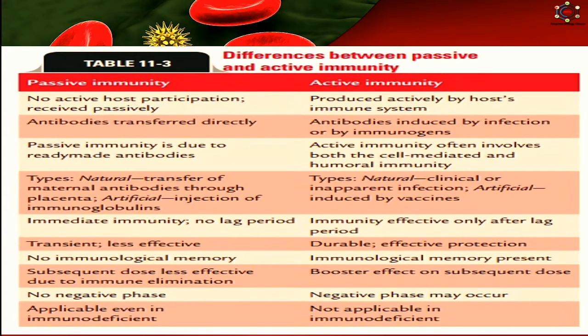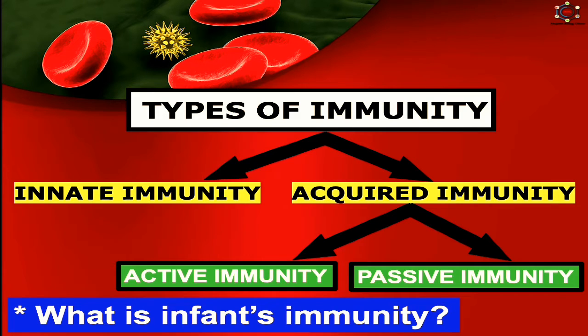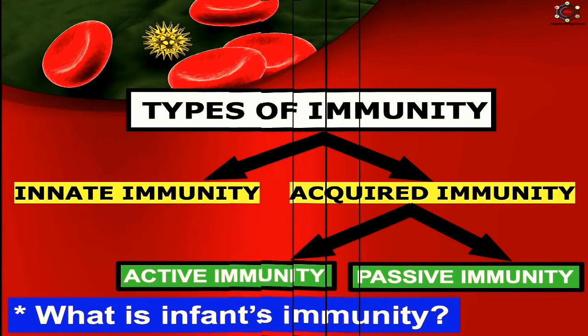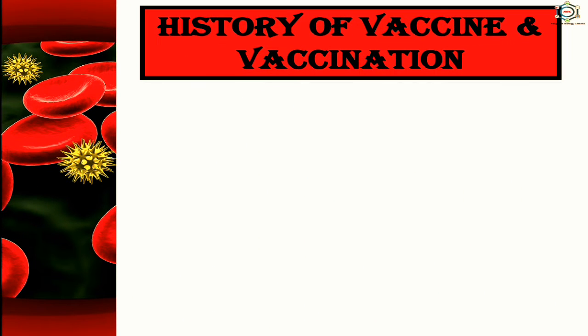Passive immunity is applicable even in the immunodeficient, while active immunity is not applicable in the immunodeficient. So these are the main differences between passive and active immunity. After this, what is the history of vaccine and vaccination?